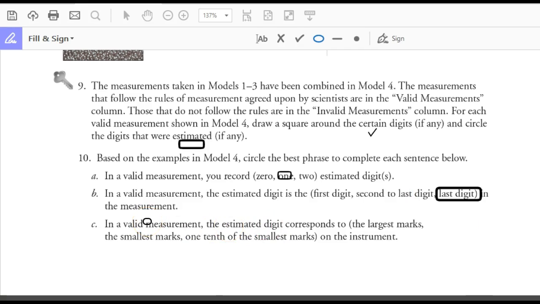Okay, and letter C. In a valid measurement, the estimated digit corresponds to the largest mark, smallest marks, or 1/10 of the smallest marks on the instrument. So we're only looking at valid measurements for this specific question. So for valid measurements, the estimated digit corresponds to what?